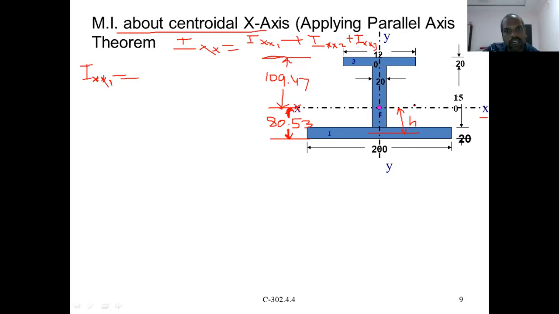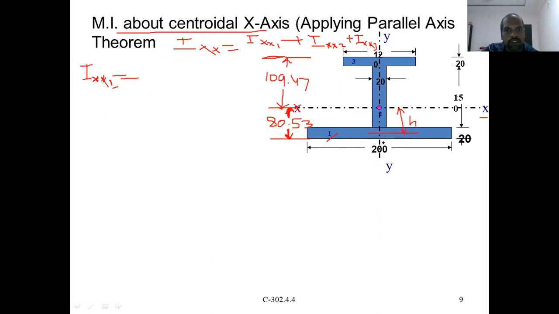Centroidal axis of the entire figure and centroidal axis of the figure considered. Okay, figure under consideration means we are calculating only figure 1. Please remember, we are calculating moment of inertia only for figure 1. Now let us write the moment of inertia.